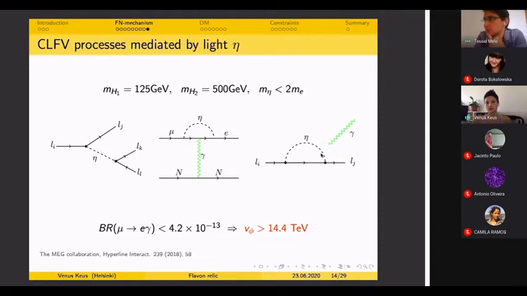So the photon could be radiated off of here, or off of this leg, or off of this leg, because these are charged leptons, right? Okay. If this was a charged particle, you had a different process, then the photon could couple to here as well.